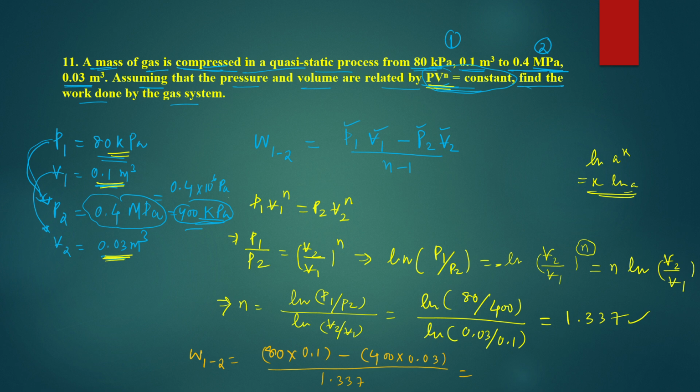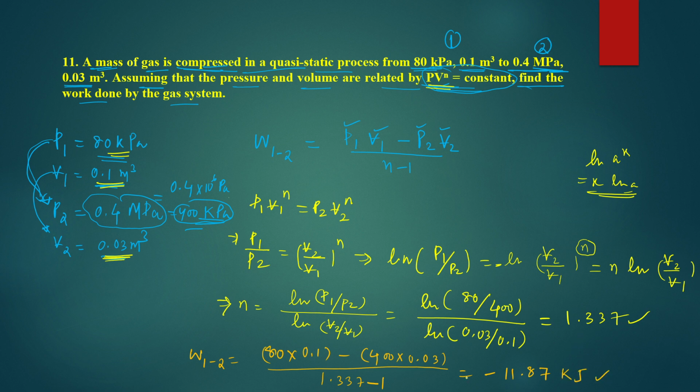Here this is 80 into 0.1 minus 400 into 0.03, divided by, okay, another mistake here, this is n minus 1, so 1.337 minus 1, that is 0.337, right? So here we are getting a negative of 11.87. Obviously it will be in terms of kilojoule.